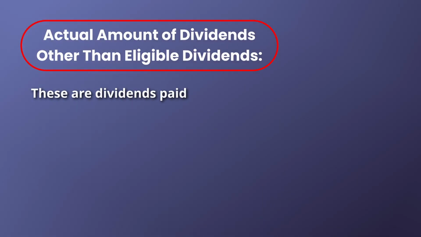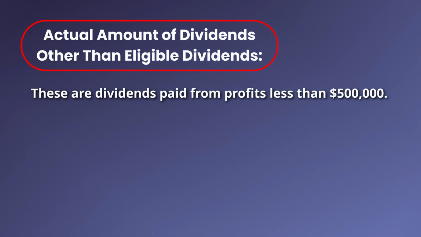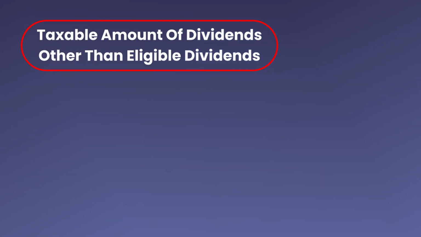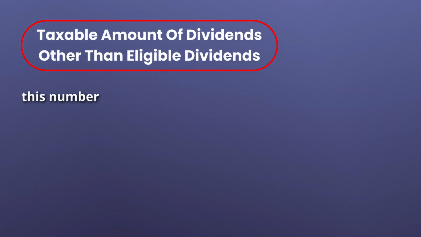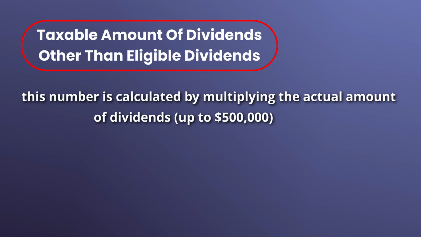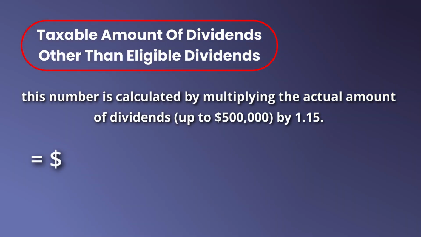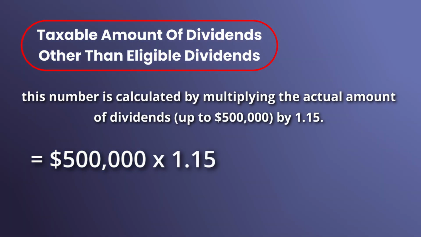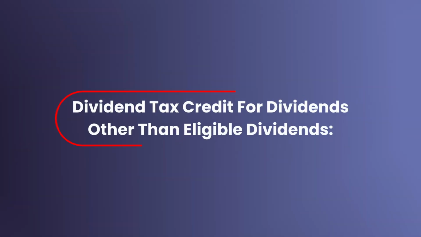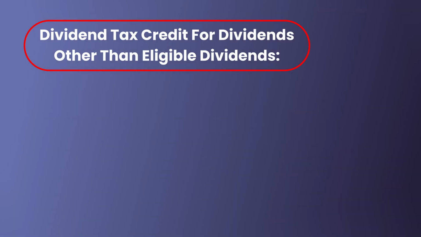Actual amount of dividends other than eligible dividends. These are dividends paid from profits less than $500,000. $500,000. Taxable amount of dividends other than eligible dividends. This number is calculated by multiplying the actual amount of dividends up to $500,000 by 1.15. $500,000 multiplied by 1.15 comes to $575,000.